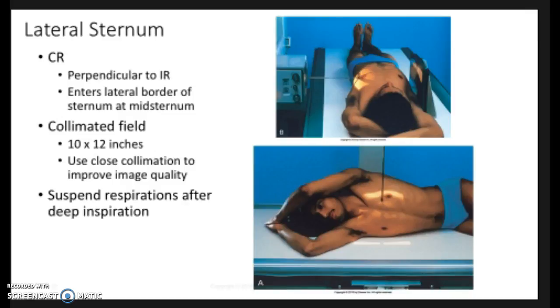So you can do fairly tight collimation. You can see how you can do these lying down too. So you only need a 10 by 12 film because, like I told you, the whole sternum is only about 6 inches long. So 10 by 12 should be plenty.